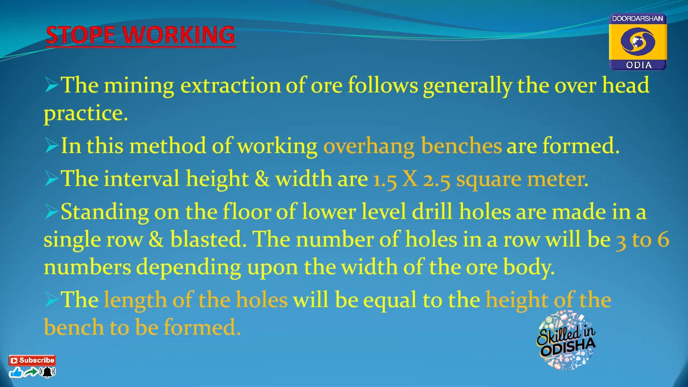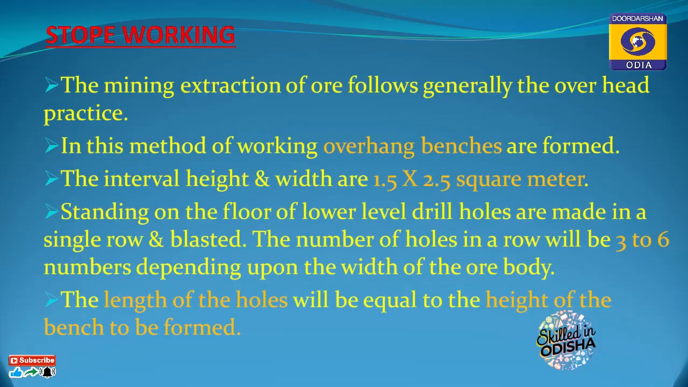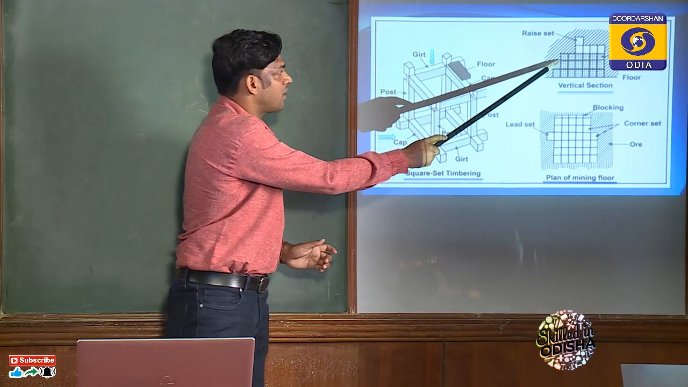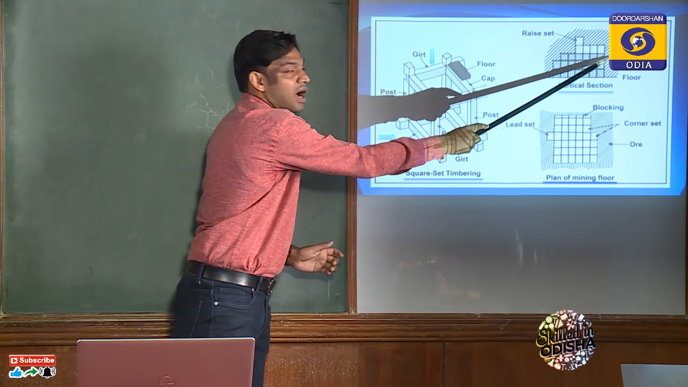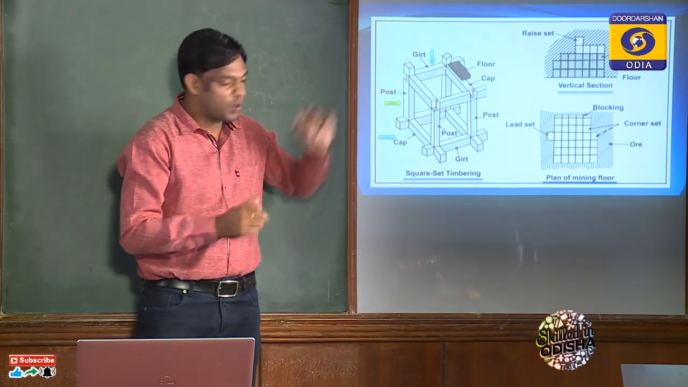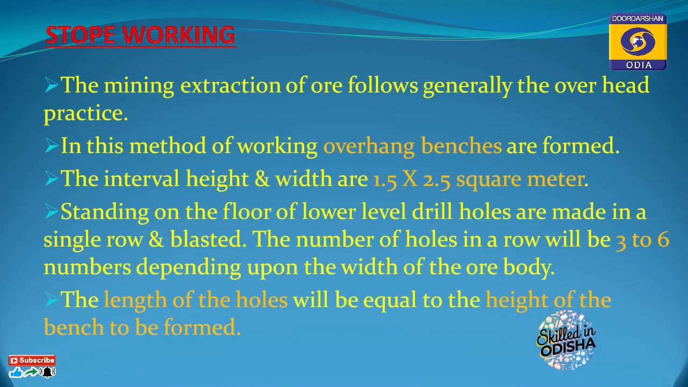Let us now move to stope working. The mining extraction of ore generally follows the overhand practice. I have said earlier, this is the overhand practice, and the ore body is generally at around 80 to 85 degree inclination, so that production starts from the lower main level to the upper main level. In this method of working, overhang benches are formed. These are the overhang benches. I will show you in another slide. Just like our open cast method, these are the overhang benches. I will discuss these things.